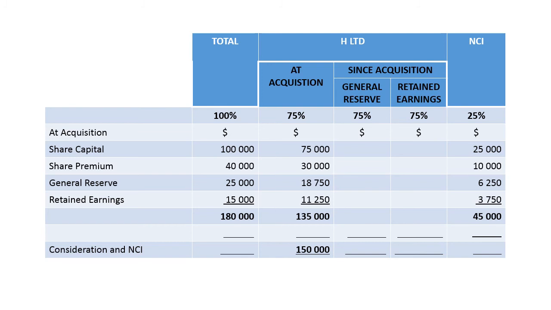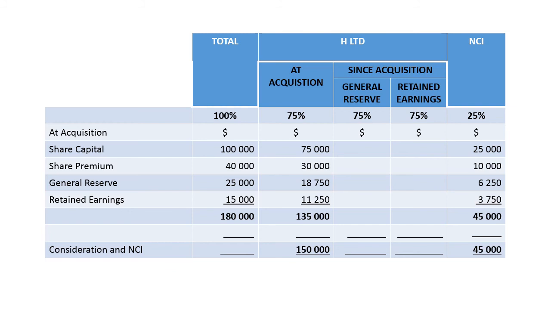So it is going to be recorded at the net proportionate share of the net assets. The share of NCI is 25%, so 25% of 180 is 45. So we record it at 45.